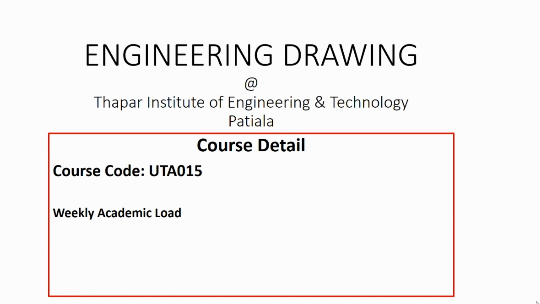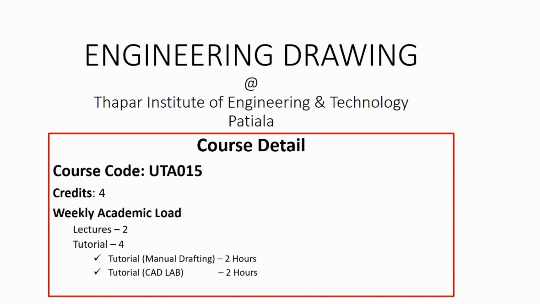This course has a credit weight of 4 and has an engagement of 2 hours of lecture and 4 hours of tutorial component. The tutorial component includes 2 hours of manual drafting component and 2 hours of automated drafting component. The lecture tutorial combination is to ensure that the concepts discussed in the lecture class are practiced in the tutorial class so as to cement the concepts.